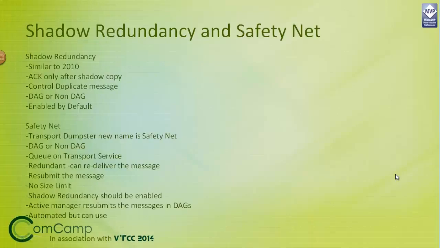Shadow redundancy and safety net, very interesting. We all know shadow redundancy was in Exchange 2010 as well, and it is almost similar to Exchange 2010. Shadow redundancy sends acknowledgement only after making the shadow copy. If the shadow copy of a message is successfully created, but the SMTP session between the sending SMTP server and the primary server times out, the primary server accepts and processes the message. Yes, even if the session expires and we have created the shadow copy, your incoming mail will still be delivered. The sending SMTP will redeliver the unacknowledged message, but duplicate message detection will prevent the Exchange mailbox user from seeing the duplicate message.